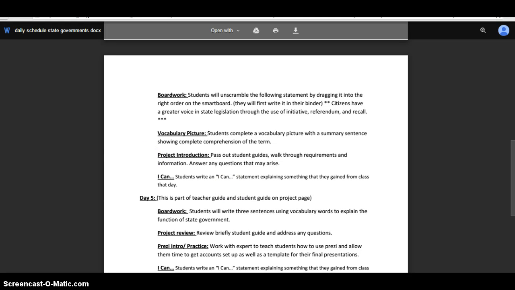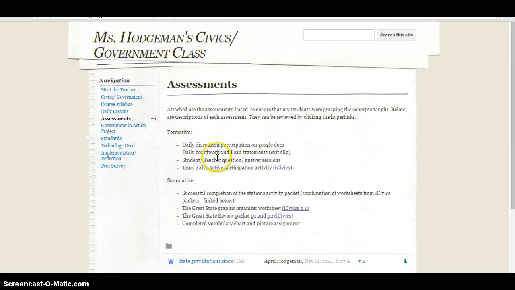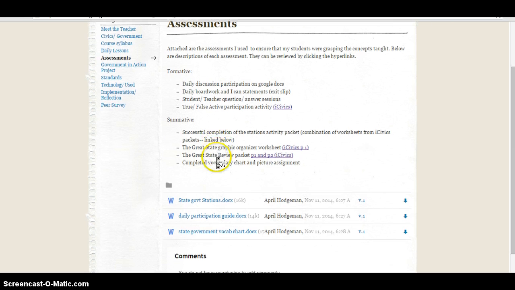If you go back to the main site, you can see the assessments that I would use for these daily assignments. I have my formative assessments as well as my summative assessments. You can click on links to see them and their details. I have a few of them from iCivics, and the ones that I made myself are down here.